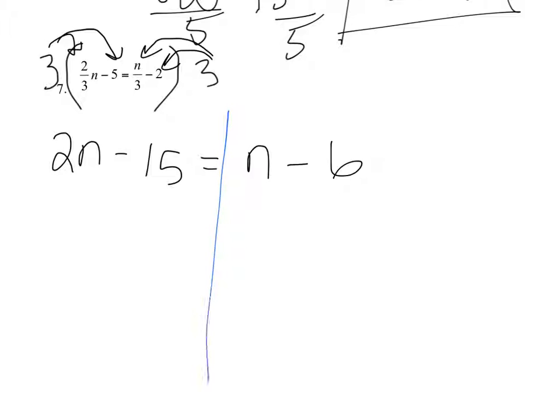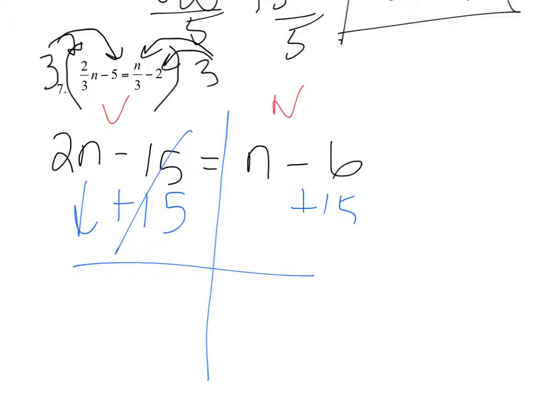I draw my river. I see that I have a 2n, and really this is a 1n, so when it comes to picking a variable or a number side, I'd rather have 2n than 1n, so that's the variable side. And now let's just start moving some things around. My 2n's good, but I got to get rid of my negative 15, so I'm going to add 15 to both sides. Those cancel out.